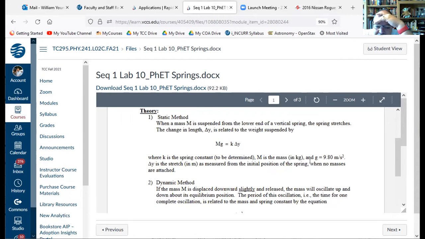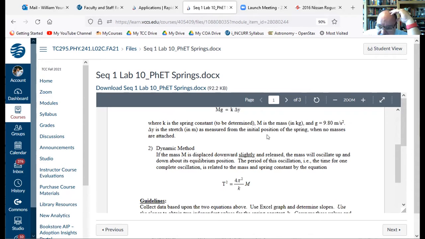The dynamic method is basically if the mass M is displaced downward slightly. In other words, you never want to go beyond the elastic region or the elastic range of the spring, and then release, the mass will oscillate up and down about its equilibrium position. And the period of this oscillation, i.e. the time from, let's say, its highest point to its lowest back to its highest, or from its lowest point to its highest back to its lowest, or you can say from midline to its lowest, back to the highest, back to midline. All of those are equivalent measures of the period.